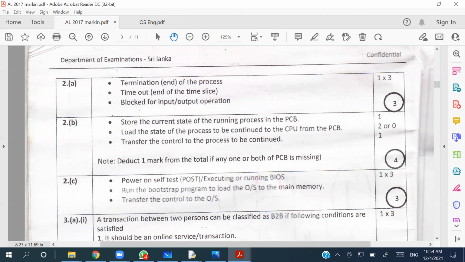POST executing or running BIOS. Run the bootstrap program to load the OS to the main memory. Transfer the control to the operating system. So 3 marks will be given. You have to mention the POST or the BIOS, then the bootstrap program, loading the operating system to the main memory, and then transferring the control to the operating system. Those factors should be there.